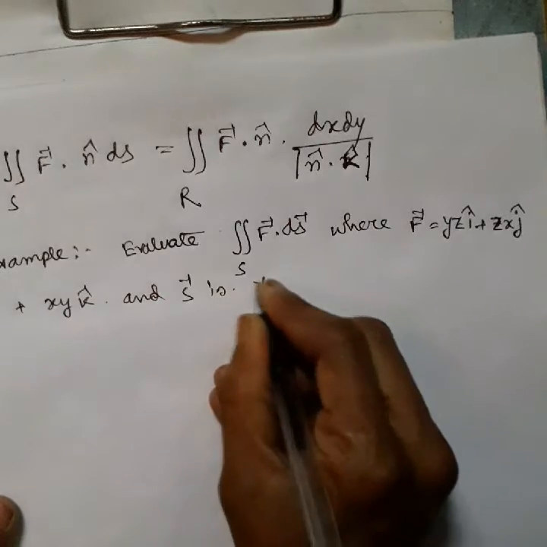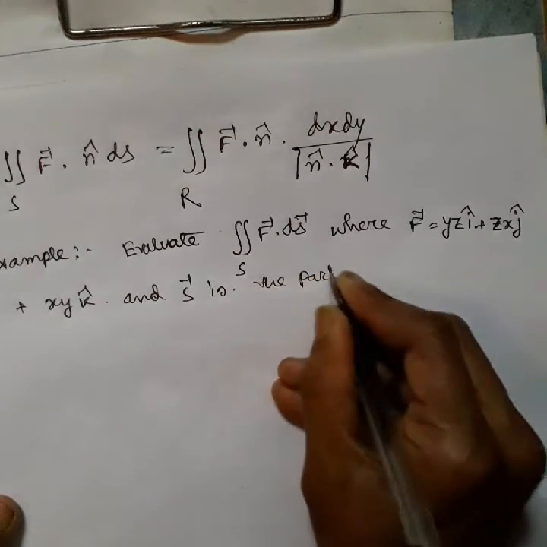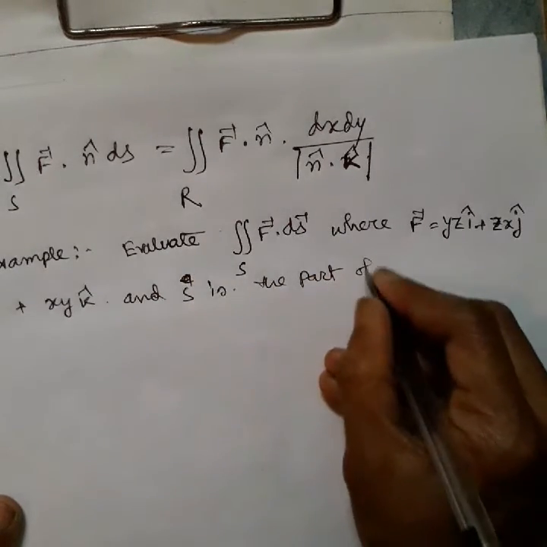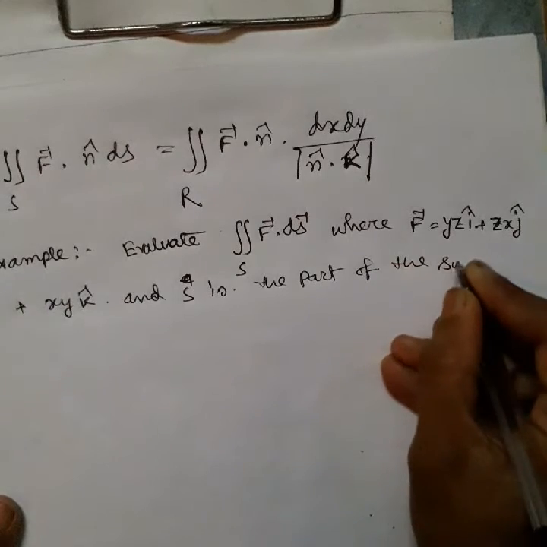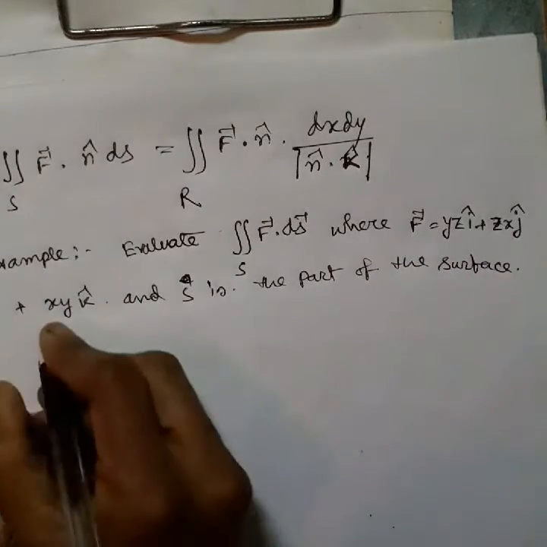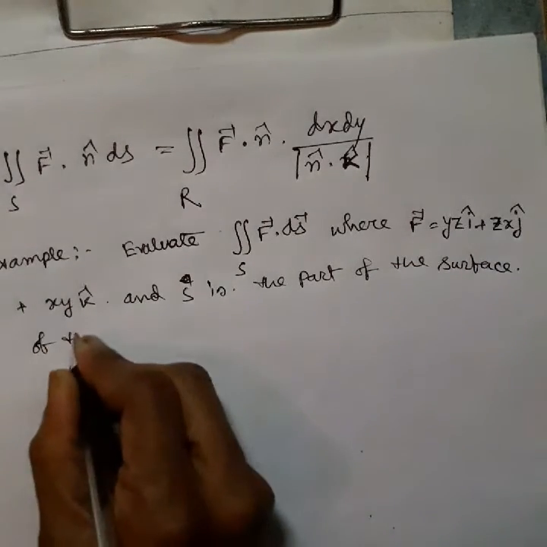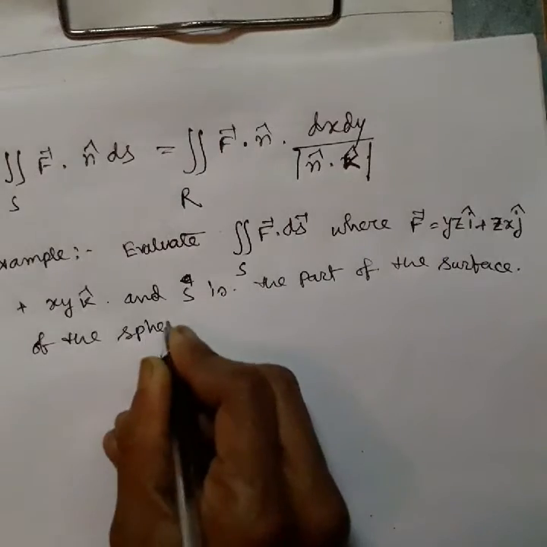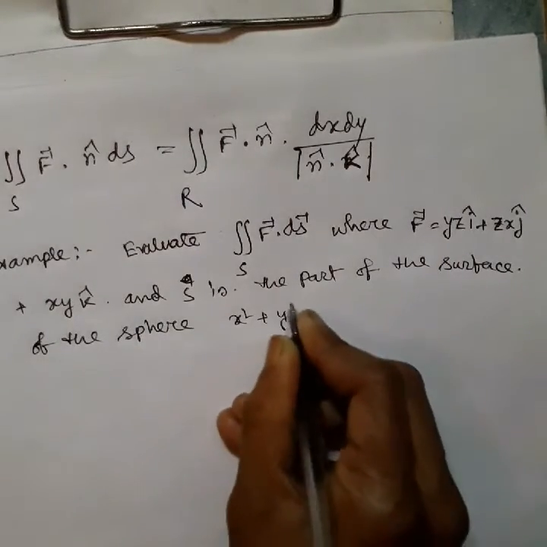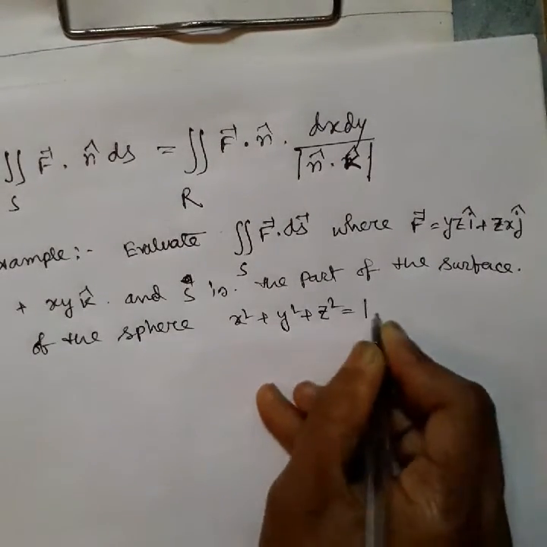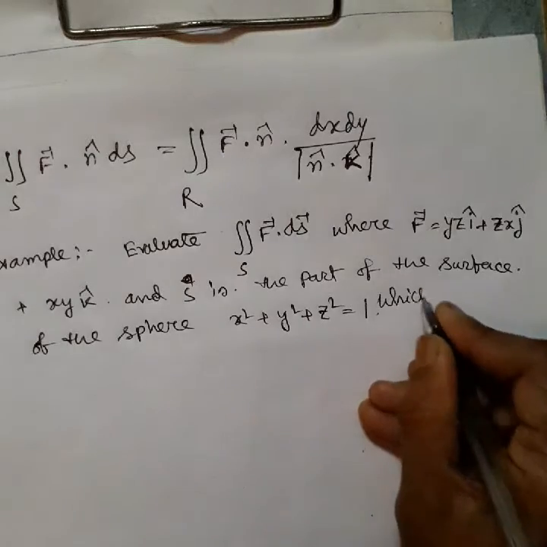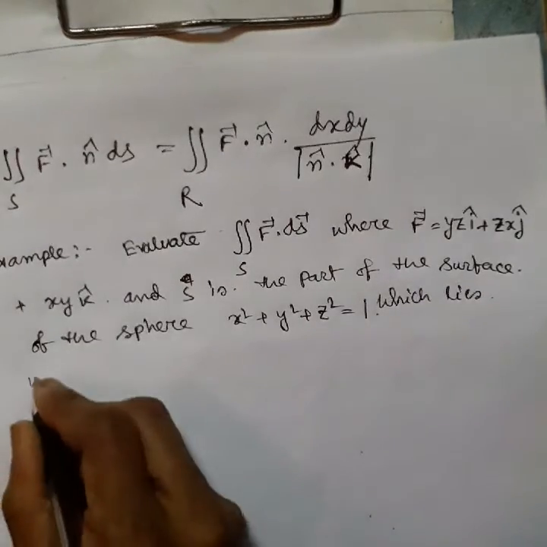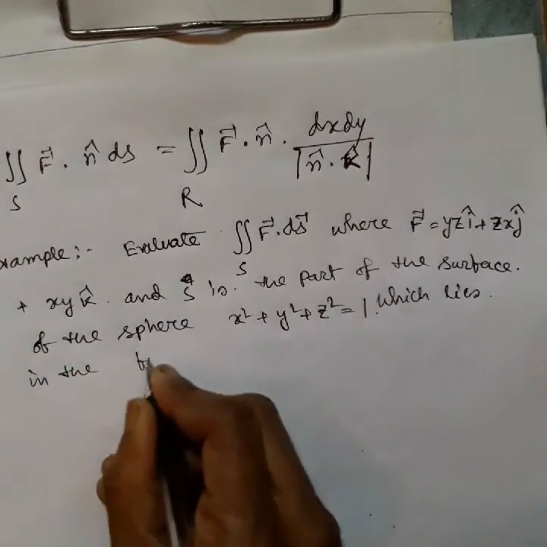is the part of the surface of the sphere x square plus y square plus z square is equal to 1, which lies in the first octant.